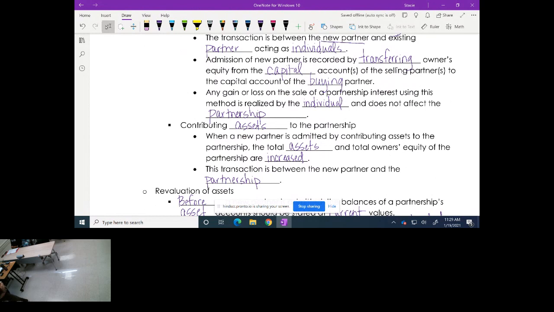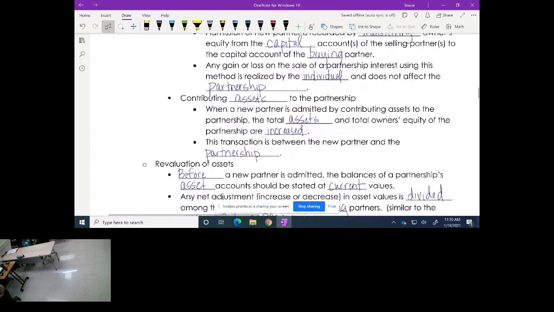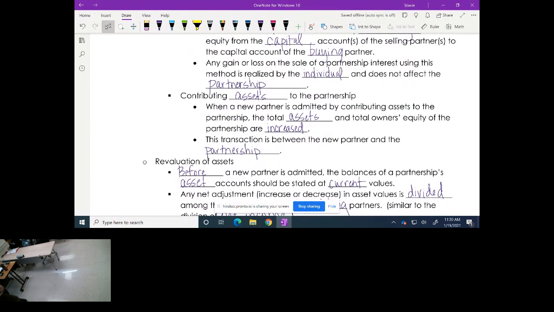Now, if a new partner gets in by contributing assets to the partnership, and typically you're going to see them putting cash in. I'm going to put this much cash in, I'm going to get this much equity, now I'm a partner. That's what contributing assets is. So when that happens, you're obviously increasing total assets because you're adding cash. And the other side of that entry would have to be equity because they're buying in, they're getting an investment. And in accounting one, when an owner put money into the business, it was an increase to cash and an increase to capital. It's the same concept. So your total assets and your total equity will be increased.